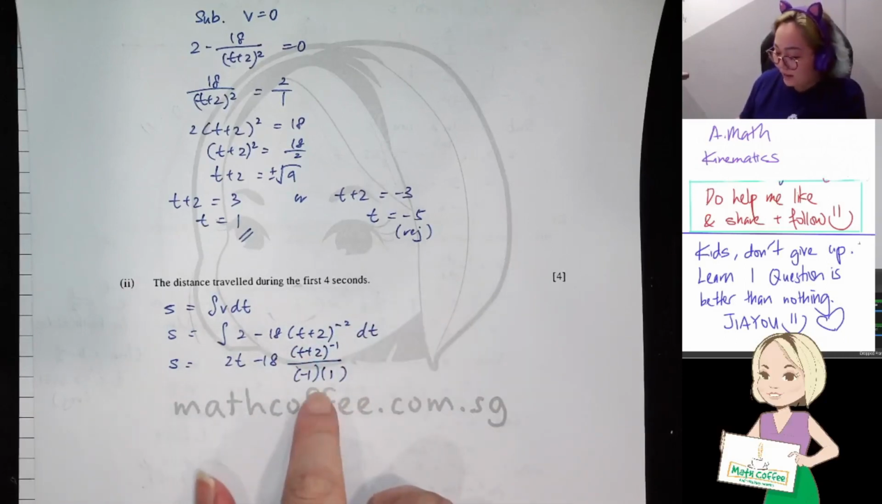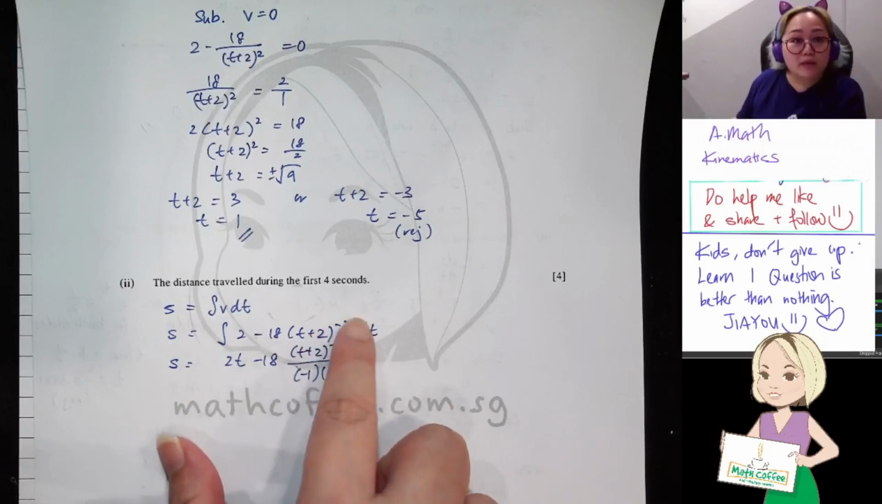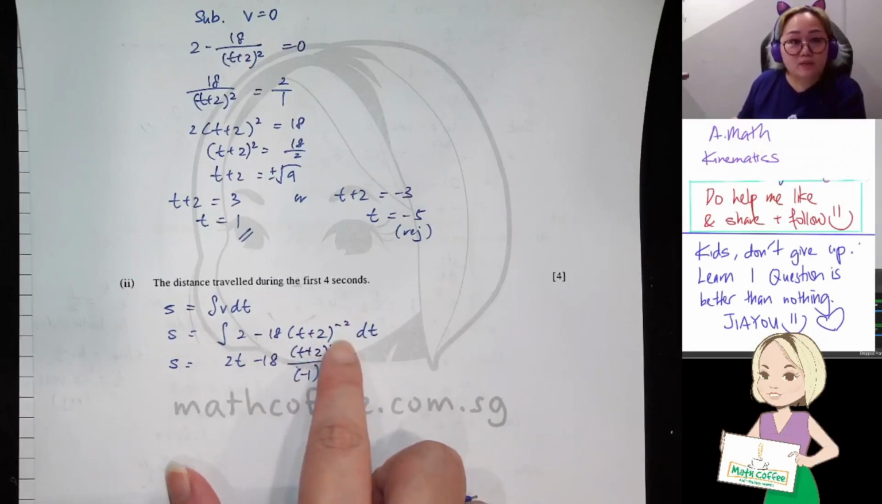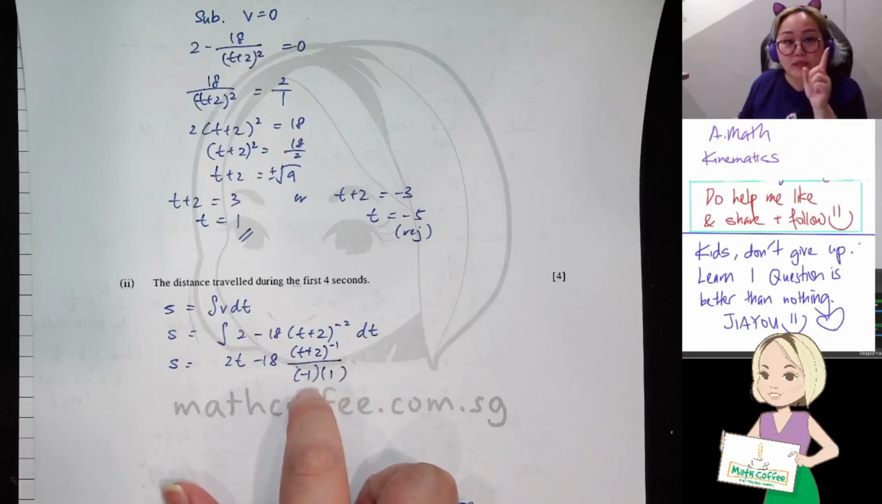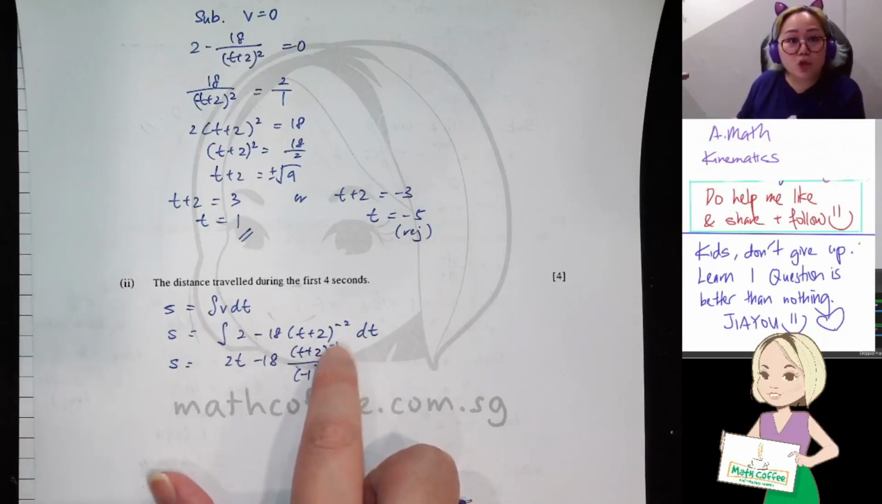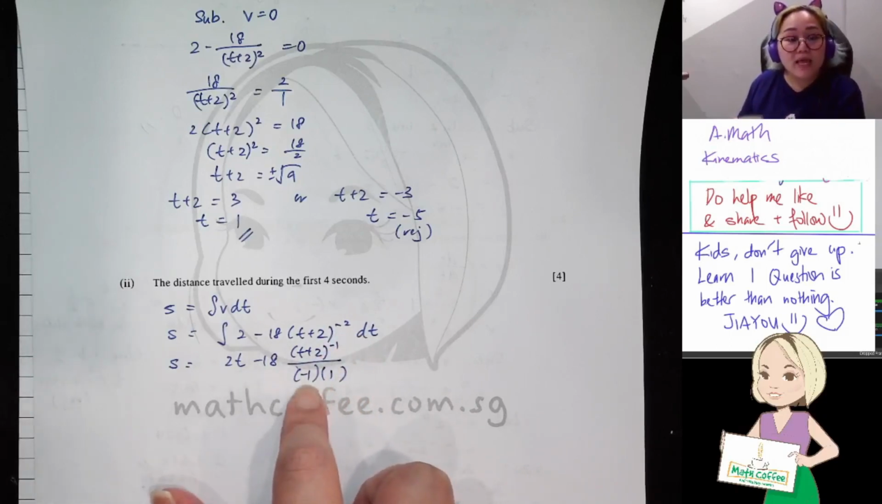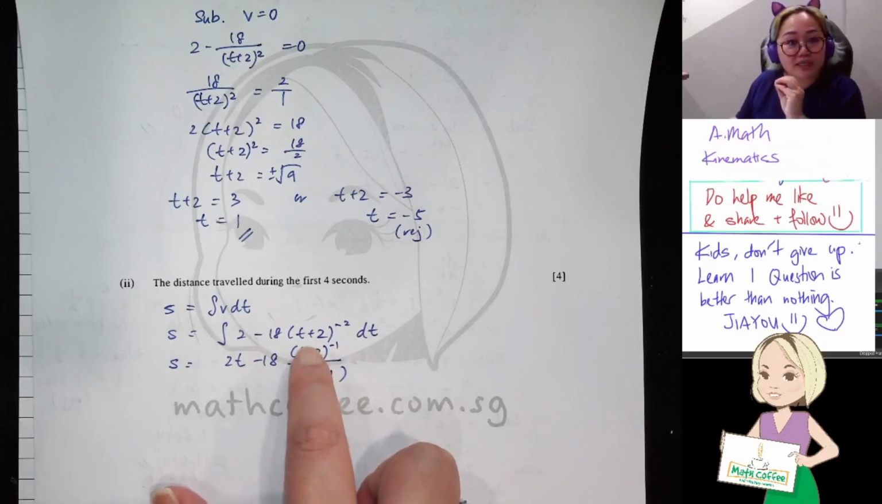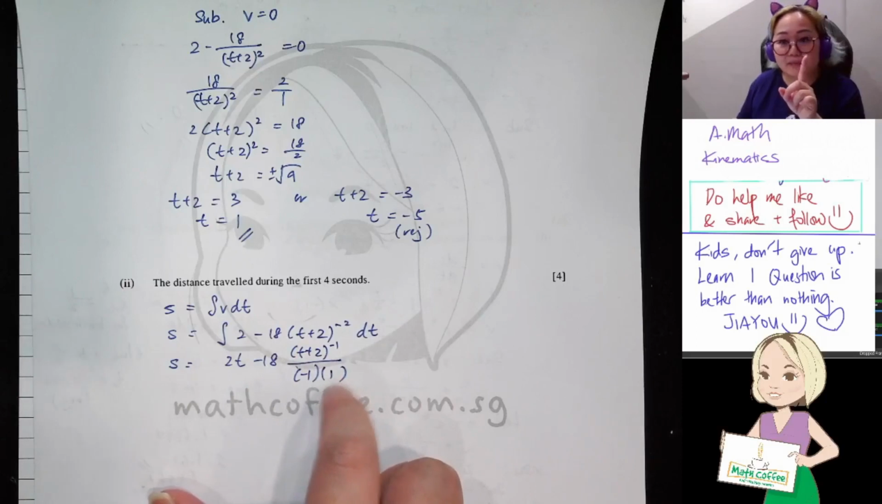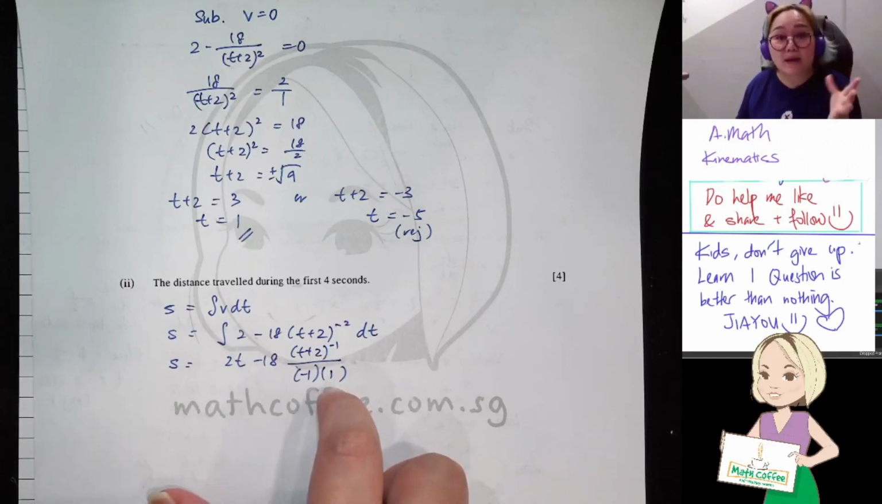See how I integrate? Power plus 1, so it's (t plus 2) to the negative 1. Over, because you're doing integration, put the new power at the denominator, and don't forget to differentiate the inside. In this case, differentiating the inside gives 1, so put it at the denominator. I always make it a habit, even though it is 1, I still put it, just to remind myself I did what I have to do.